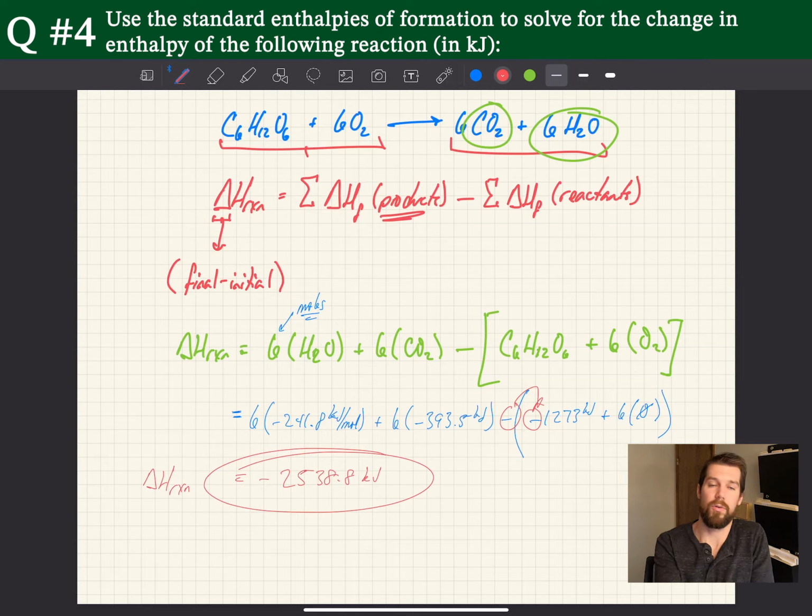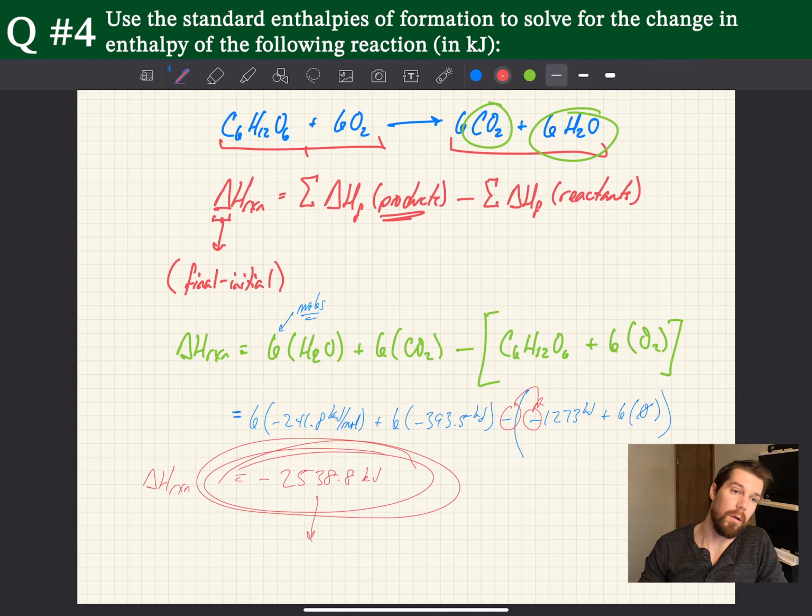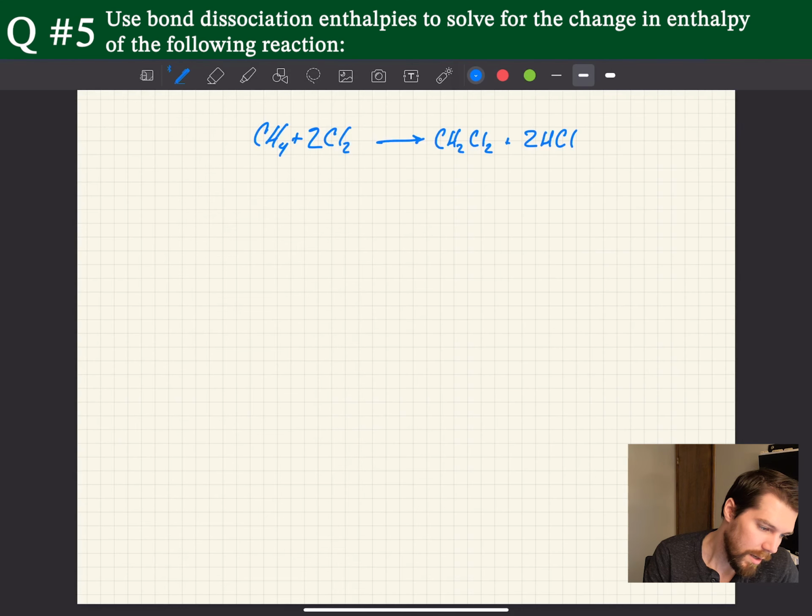That is the change in enthalpy of the reaction, which is why your body uses this particular reaction to create ATP, because look how exothermic it is. This energy that is released allows us to do work on the surroundings.